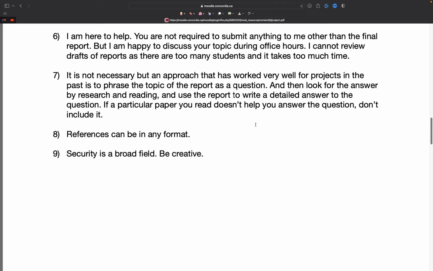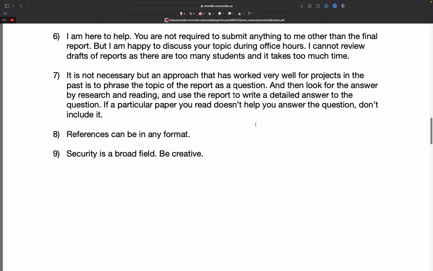But anyways, just try and keep narrowing it down. It's better to do a deeper dive on a narrow topic than try and do something that's too broad. You'll also have fewer papers to deal with, right? Like all the papers on Android security are hundreds, right? And so you need to keep narrowing things down.